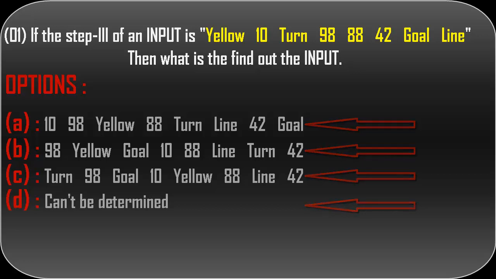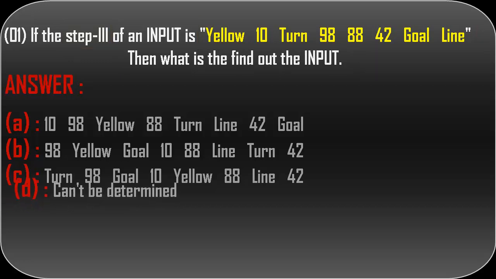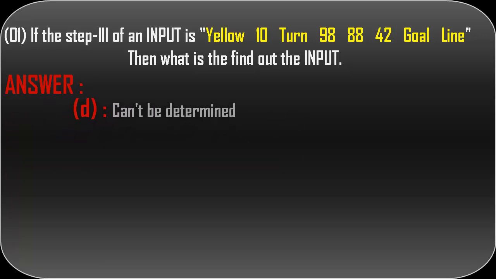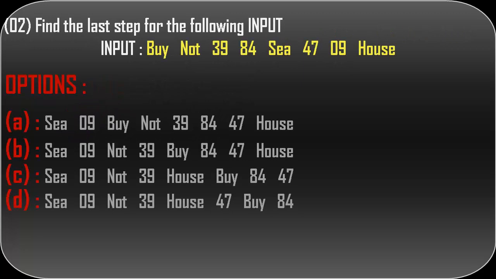So remember guys, in our previous tutorial we have already discussed this type of question where one step is given. In our case, step 3, we have to find out the input. So as discussed there, it is not possible to find an input if any particular step is given despite knowing the pattern. So here the answer is D, can't be determined. Now let's move ahead with the second question.